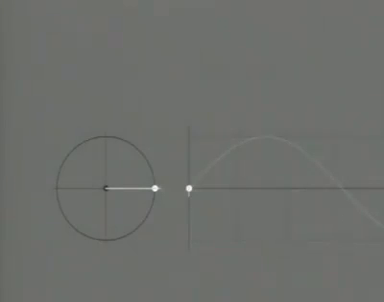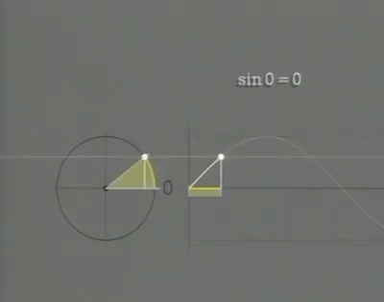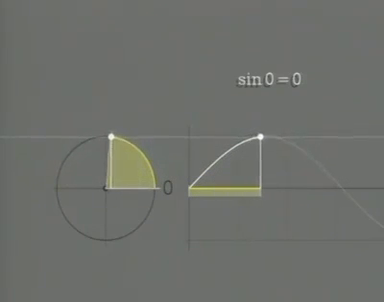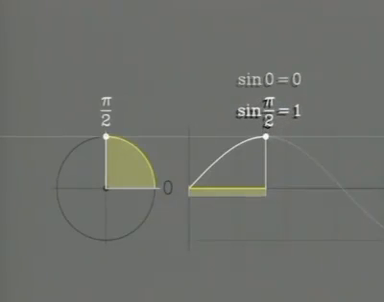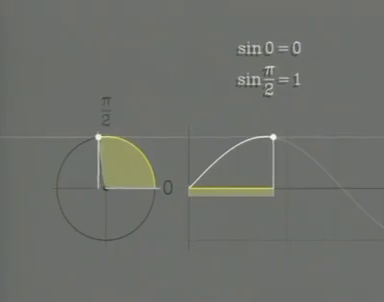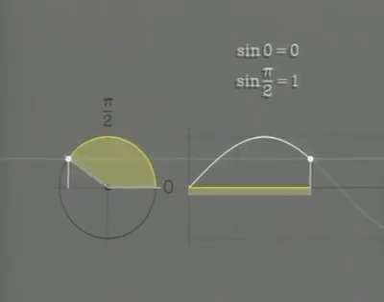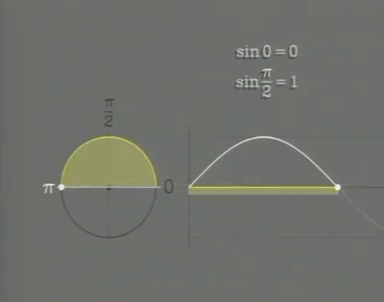Closely at the sine curve. The sine of 0 is 0. As the angle increases from 0 to a right angle, the sine increases from 0 to 1. As the angle continues to increase from a right angle to a straight angle, the sine curve drops back to 0, forming a symmetric arch.